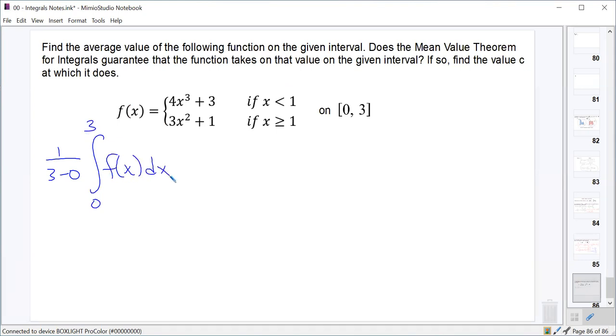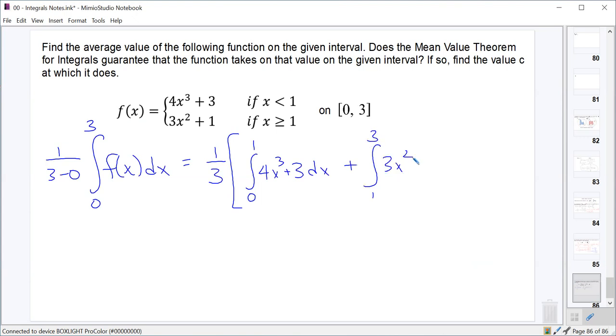The problem, though, is that on this interval from 0 to 3, we switch from being 4x cubed plus 3 to being 3x squared plus 1. So what we need to do is keep that 1/3 out there. But in order to find the integral from 0 to 3 of f of x dx, we need to separate that out into an integral from 0 to 1 of 4x cubed plus 3, and add that to an integral from 1 to 3 of 3x squared plus 1.